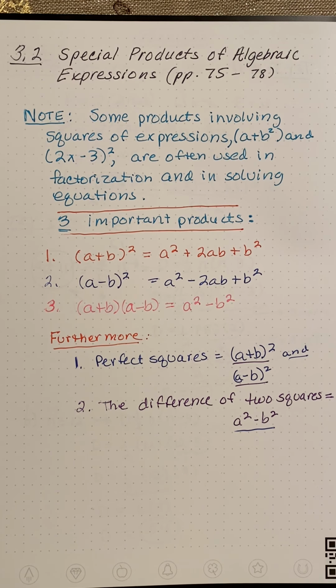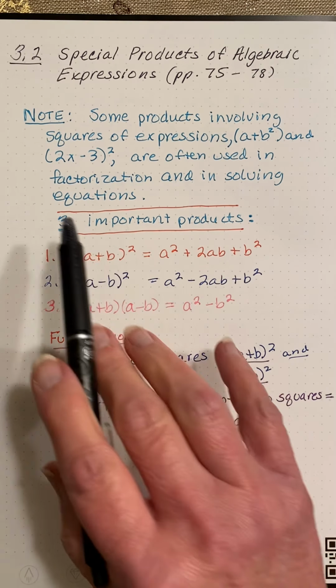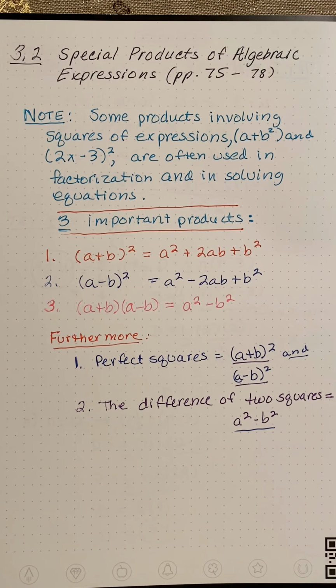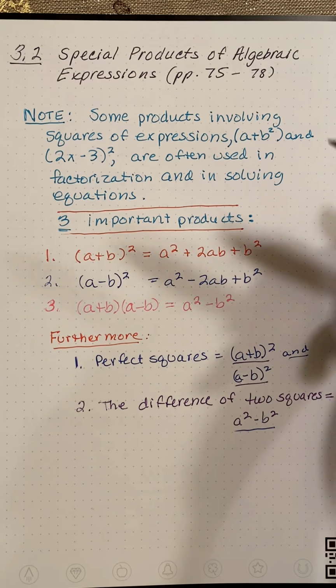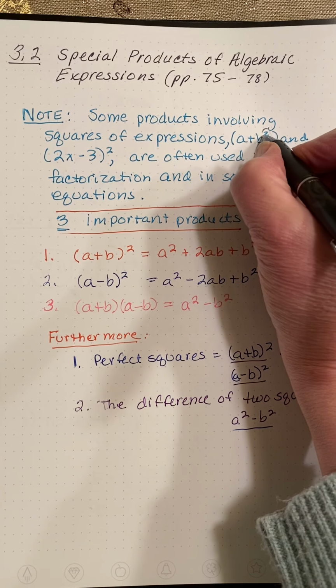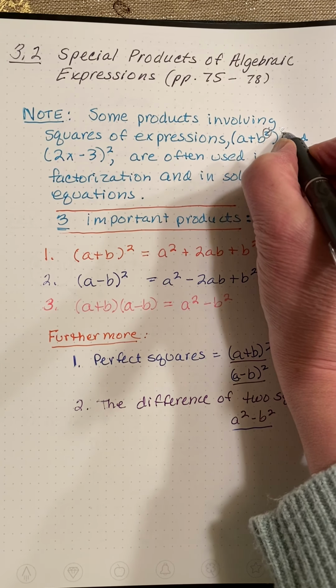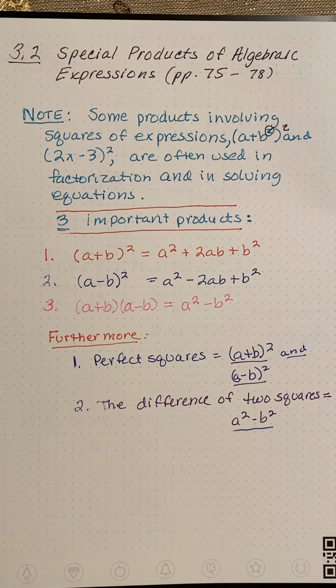And the first note is actually note. Some products involving squares of expressions, for example, (a plus b) squared and (2x minus 3) squared, are often used in factorization and in solving equations. Just check one thing. This square sign actually is in the wrong spot. It should be on the outside. There we go. Now it's squared. So (a plus b) squared should be that.